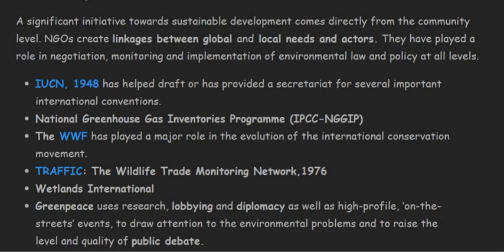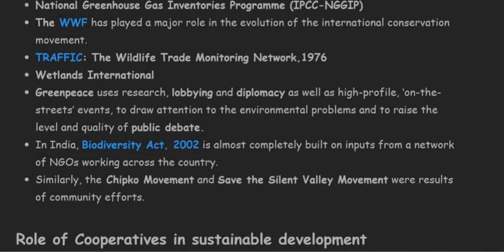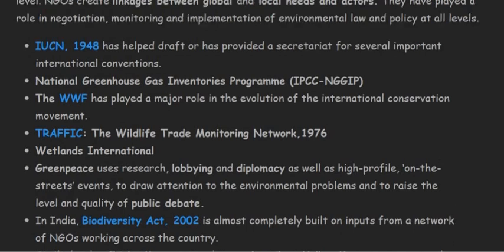IUCN, 1948, has helped draft or has provided a secretariat for several important international conventions. National Greenhouse Gas Inventories Program, IPCC-NGGIP. The WWF has played a major role in the evolution of the international conservation movement. TRAFFIC, the Wildlife Trade Monitoring Network, 1976. Wetlands International.